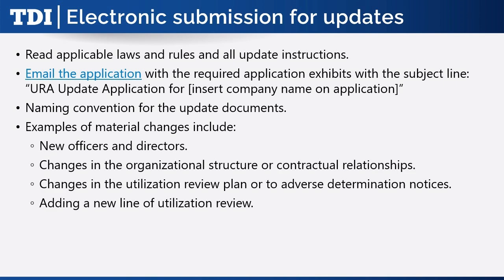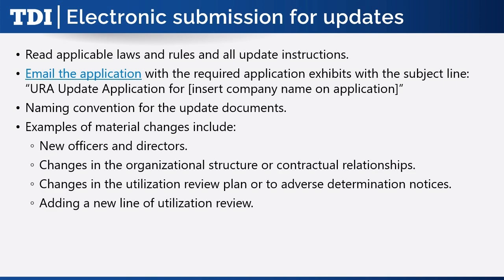Examples of material changes include, but are not limited to, new officers and directors, changes in the organizational structure, such as a merger or acquisition, or changes to territories served. For example, if you're no longer serving Texas enrollees, but wish to keep the UR license in case that should change in the future. Also, changes in contractual relationships. For example, you may decide you want a delegated certified URA to perform the adverse determination appeal portion of UR. And changes in the utilization review plan.